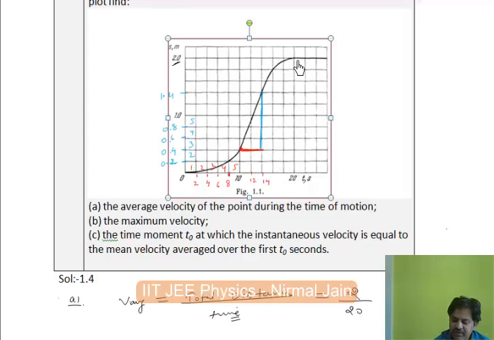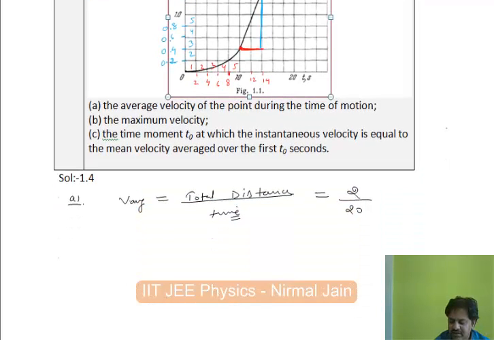Because after 20 seconds the graph is not rising, so the displacement of the particle becomes constant, so the particle is not moving after 20 seconds. The particle moved from position 0 to 2 meter. So 2 meter is the total distance or displacement upon total time. This gives us the average speed or average velocity. Both are the same thing in rectilinear motion where the direction is not changing. So it comes out to be 10 centimeter per second, or 0.1 meter per second. This is the answer for part A.